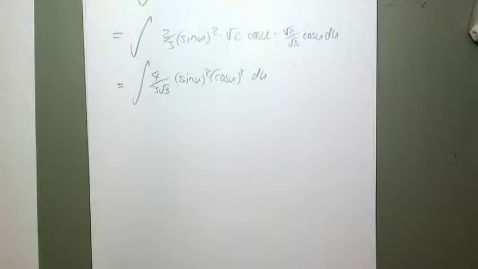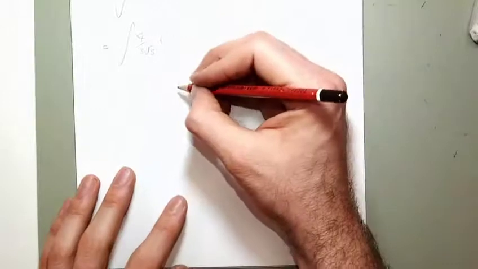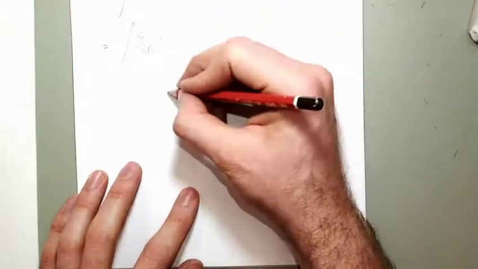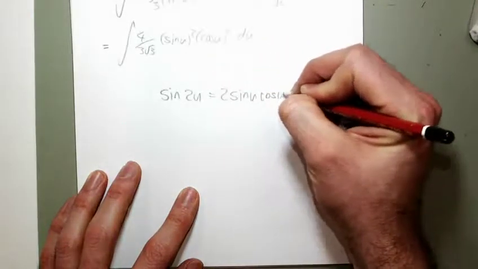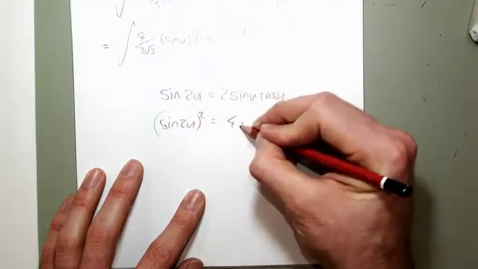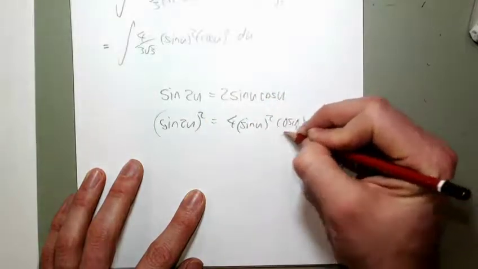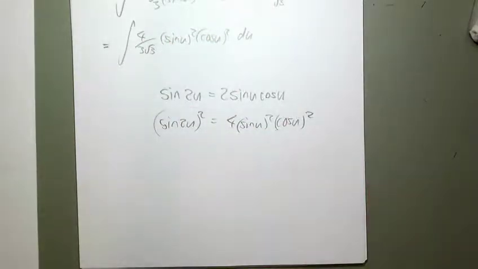sine 2u is sine u cos u, and so what I have is sine 2u squared, roughly, except for the 3 root 3. I'm just going to go as far as I feel I can cope with. So I know that sine 2u is 2 sine u cos u, which means that sine 2u squared is 4 sine u squared cos u squared. So awesome, I've got the 4 sine u squared cos u squared. I can replace that with sine 2u squared.